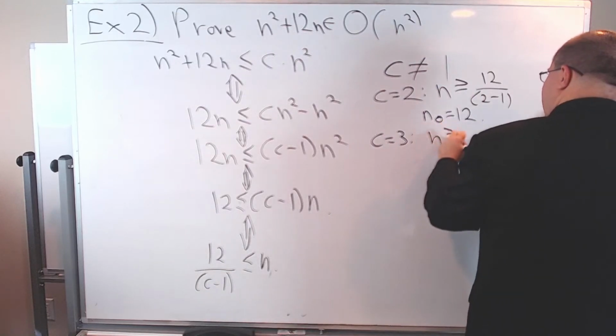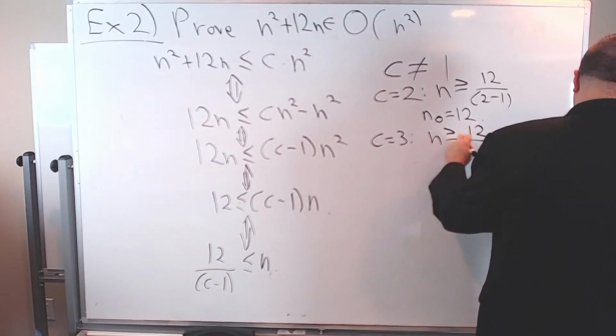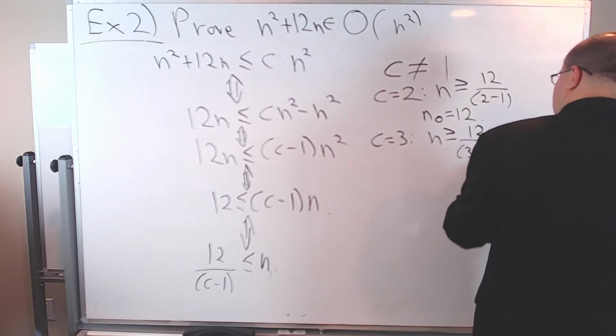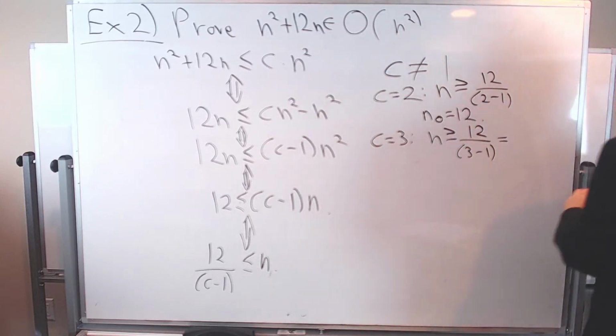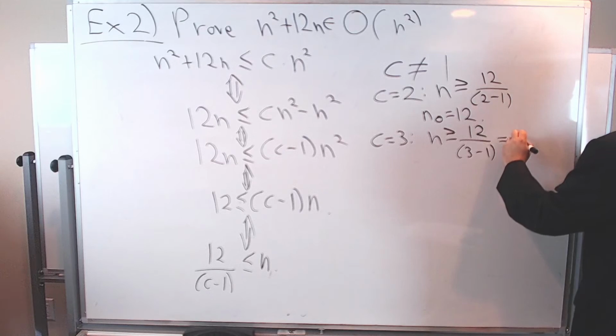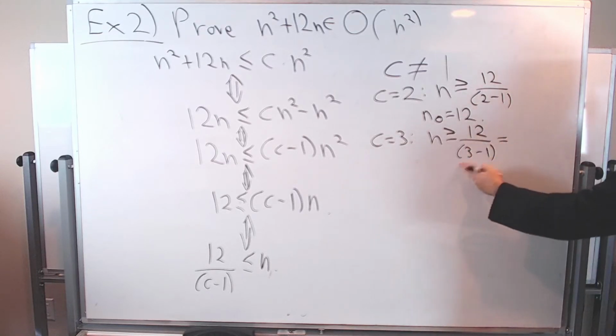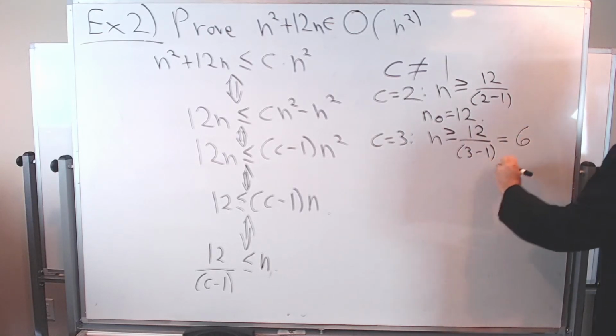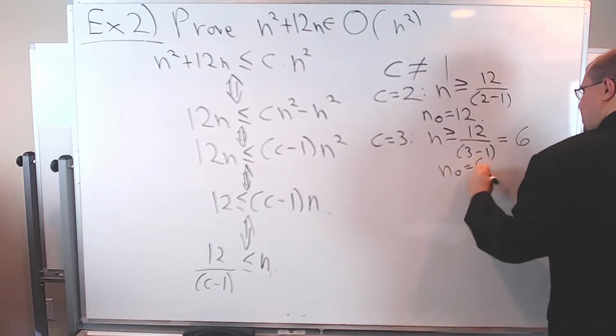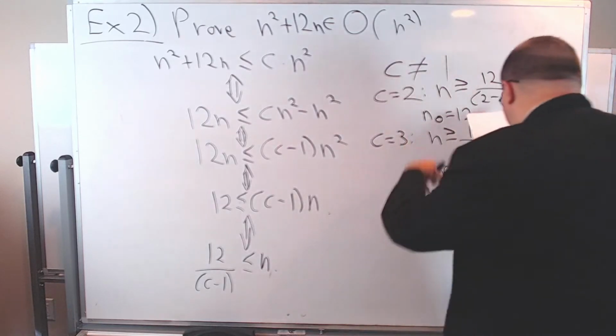Well, that would mean that n is greater or equal to 12 over 3 minus 1, which is equal to what? Is equal to 6, right? 12 over 2, that's 6. So just make n0 equal to 6. You can keep doing this.